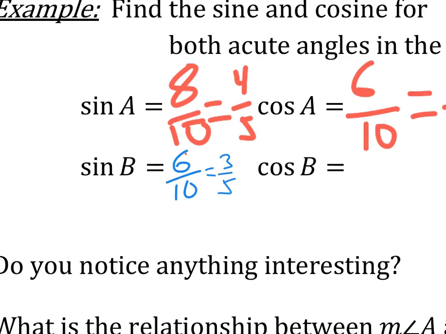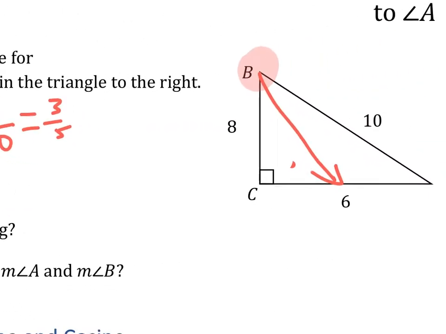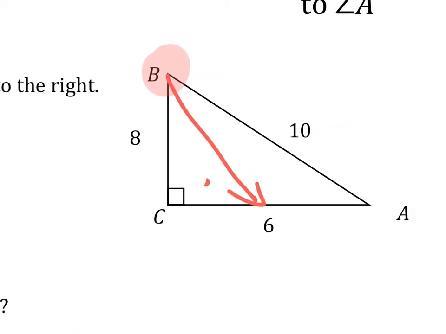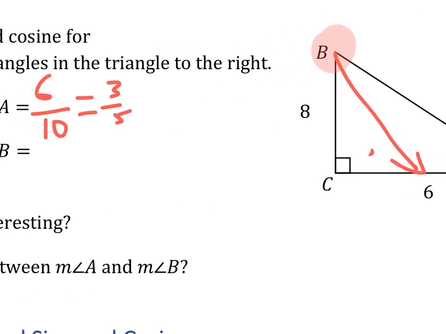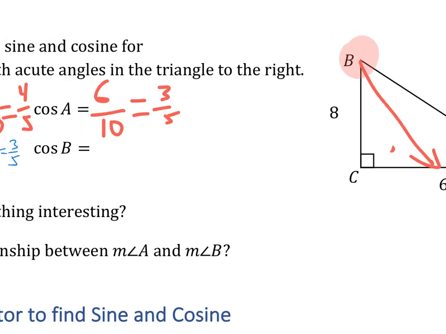Now the cosine of B, we'll go back to our triangle here. Cosine is adjacent over hypotenuse. So here's our angle B. Which of these two legs is adjacent or connected to angle B? That is 8. So the 8 is our adjacent. So we have cosine of B is 8/10, which is 4/5.